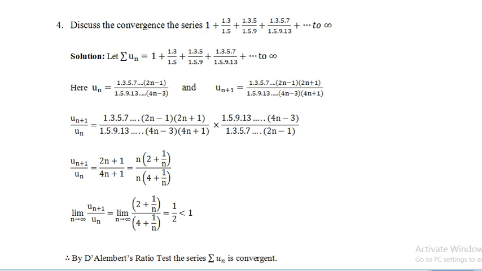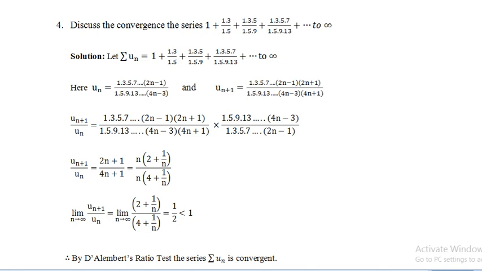Now replace n by n plus 1, which gives un plus 1. Then divide un plus 1 by un. The first term is un plus 1, and the second term is reversed here. So 1, 3, 5, 7, up to 2n minus 1 cancels out. Similarly in the denominator, 1, 5, 9, 13, up to 4n minus 3 cancels out. After cancelling all these terms, the remaining terms are 2n plus 1 and 4n plus 1.